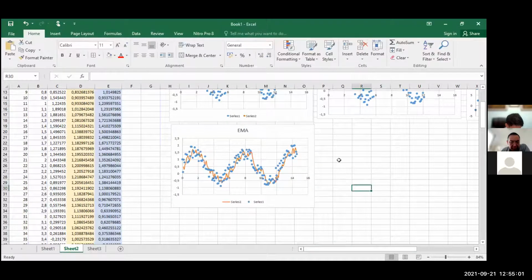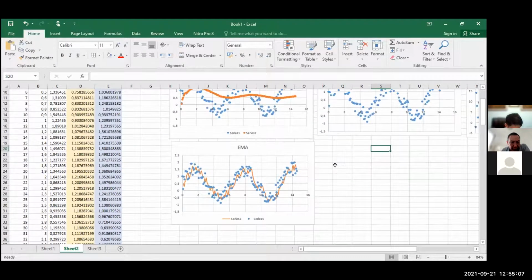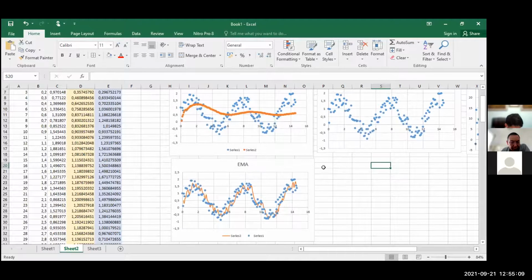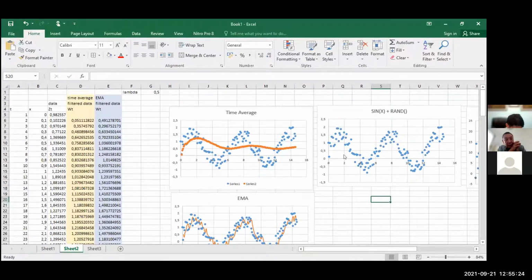Right, so then you can see that the pattern is now closer to the real data. EMA is closer to the actual data. So in this case, EMA has produced a better filtering of the data to get the actual pattern.